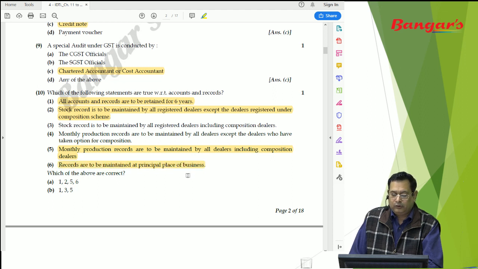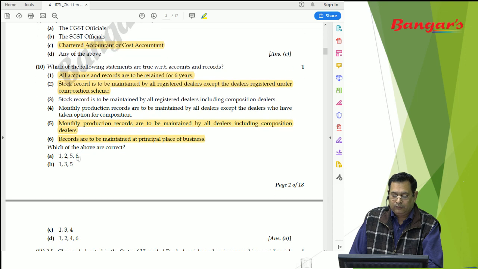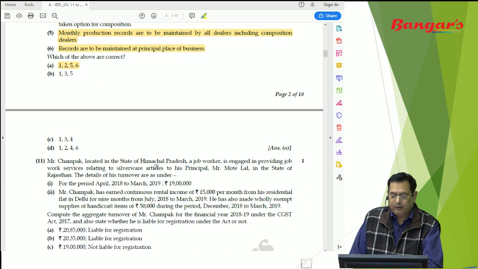So these are true. That is, 1, 2, 5 and 6 are true. Which of the following statements are correct? 1, 2, 5 and 6 are correct. So the answer will be A.